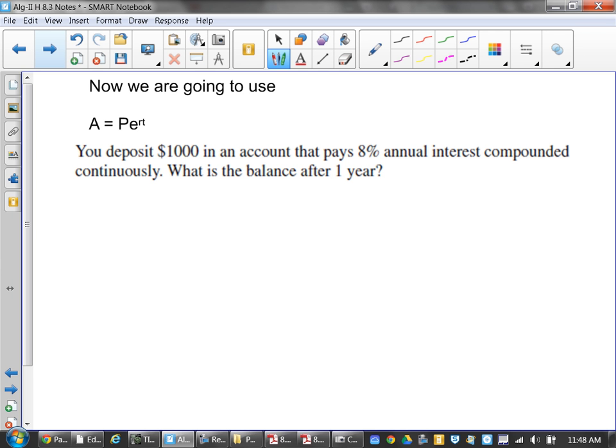A is your amount, how much will be in the account when you're done. So in this example, if I'm going to deposit $1,000 in an account that pays 8% annual interest compounded continuously, what is the balance after, we'll do 20 years. Okay, so what is your initial amount that you're investing? So your P value is 1,000. Your rate is 8%. So what's that as a decimal? 0.08. And how long are you investing? 20 years.